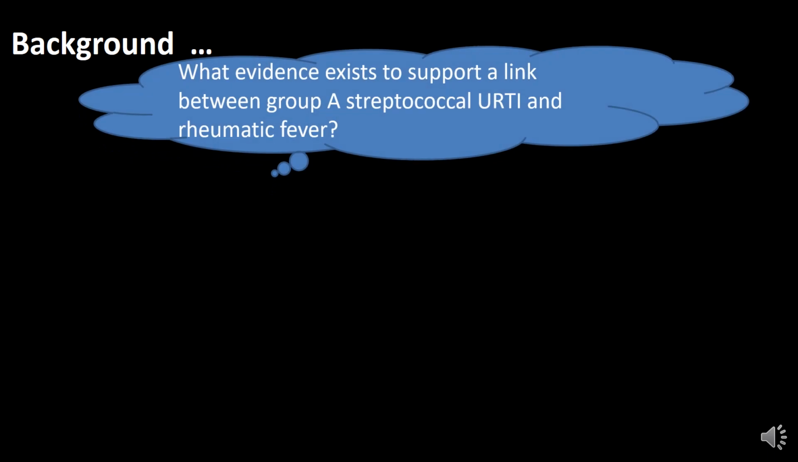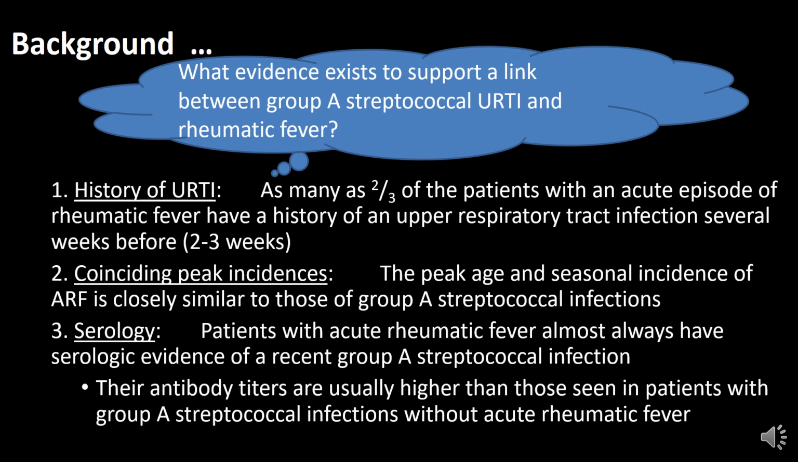The question that somebody may ask, and that keeps lingering in our minds, is: what is the evidence that a throat infection can have a connection to so many other organs and systems away from itself, yet throat infection is localized? So we are going to look at what evidence exists to support this link between the streptococcal upper respiratory tract infection and the development of rheumatic fever, which is a multisystemic inflammatory disease. Number one, we consider history.